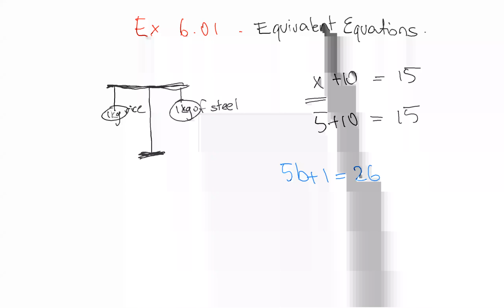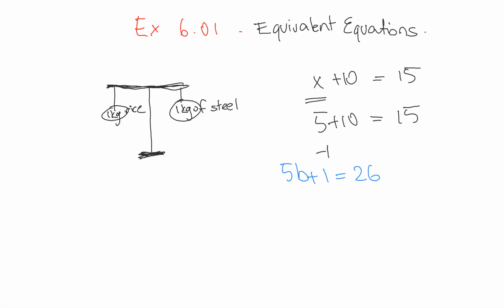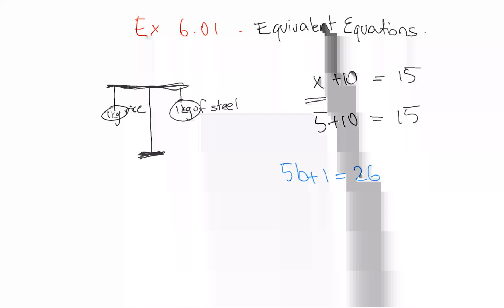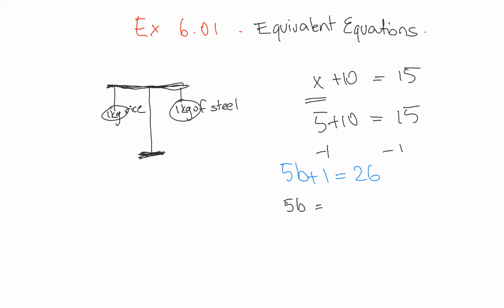The first thing we have to do is deal with the plus 1. If we want to get rid of that plus 1, we need to minus 1 from this side, and when we minus 1 from one side, we do the same to the other side, which gives us 25. You can see that now the 1 has disappeared. Now we only have 5B is equal to 25.